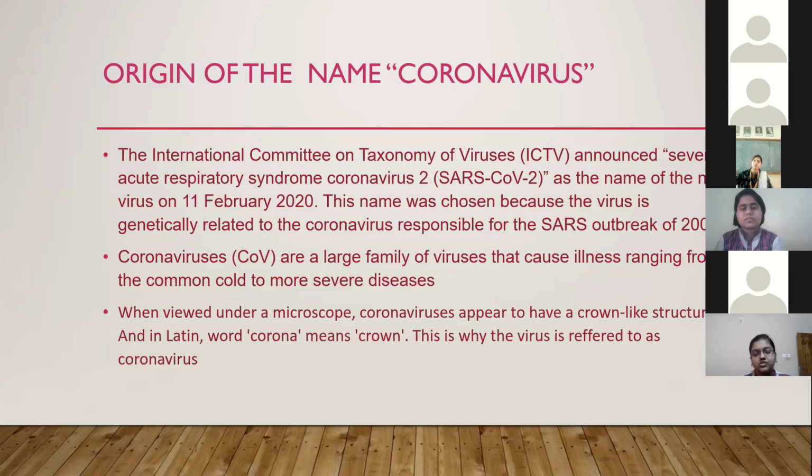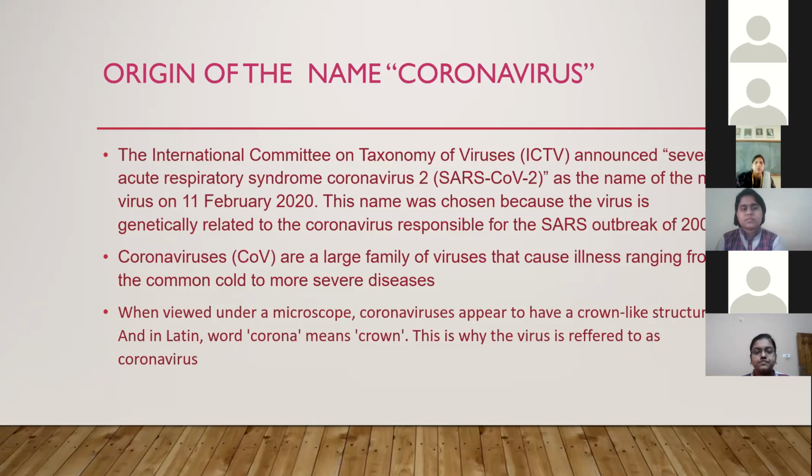How did coronavirus get its name? The International Committee on Taxonomy of Viruses announced severe acute respiratory syndrome coronavirus 2 as the name on 11 February 2020. This name was chosen because the virus is genetically related to the coronavirus responsible for the SARS outbreak in 2003. Coronaviruses are a large family of viruses that cause illness ranging from the common cold to more severe diseases. When viewed under a microscope, coronavirus appear to have a crown-like structure, and in Latin, the word corona means crown. This is why the virus is referred to as the coronavirus.